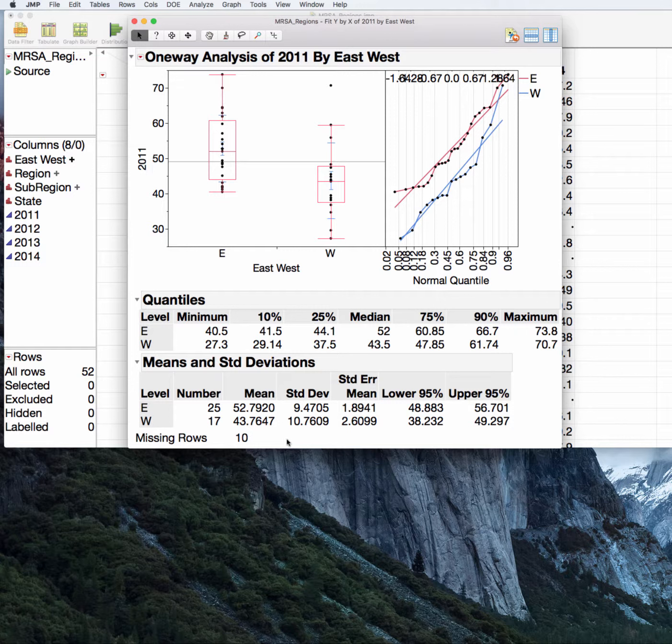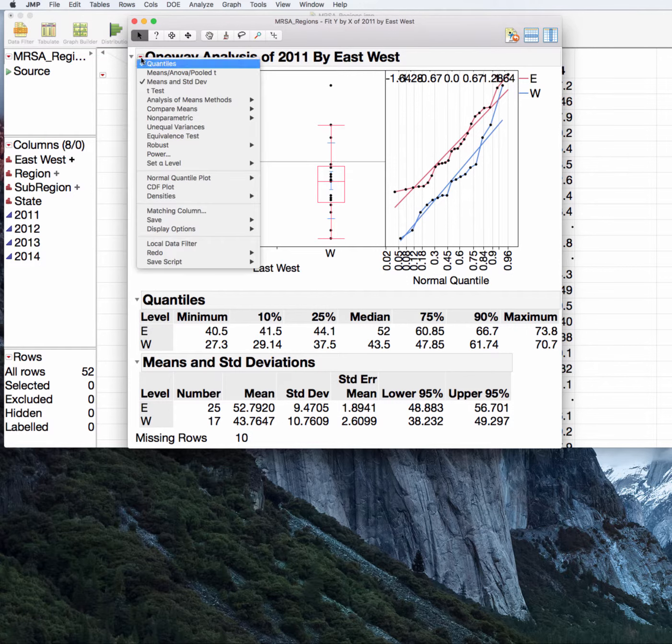In addition to that, our standard deviations appear to be pretty consistent with one another, and our group size is just under 1.5 times different, and our lines here in the normal quantile plot are relatively parallel. All of these things indicate that we can use a pooled variance t-test. There are two ways to get this out of JMP, and we'll look at both of them.